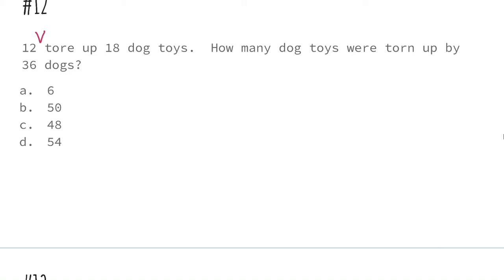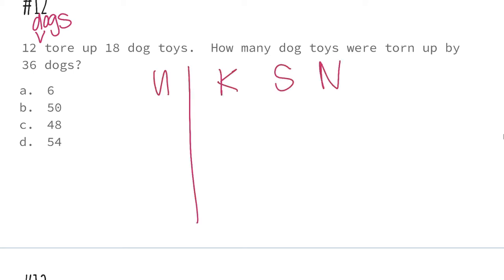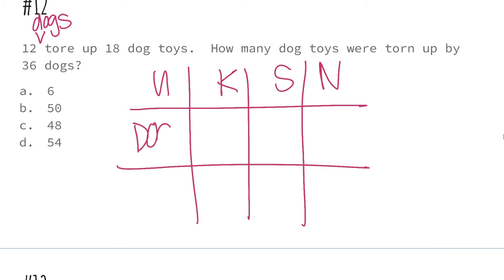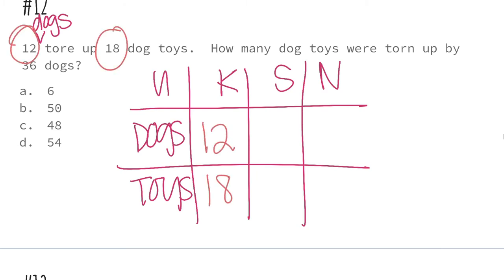So 12 dogs tore up 18 dog toys. How many dog toys were torn up by 36 dogs? So this is a UKSN. I've got to write my units. So we're talking about dogs and dog toys, right? I know that 12 dogs tore up 18 dog toys.